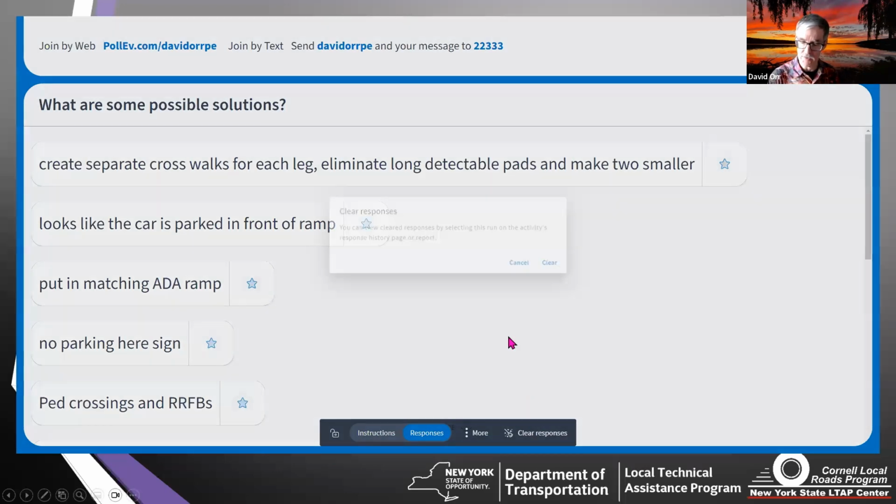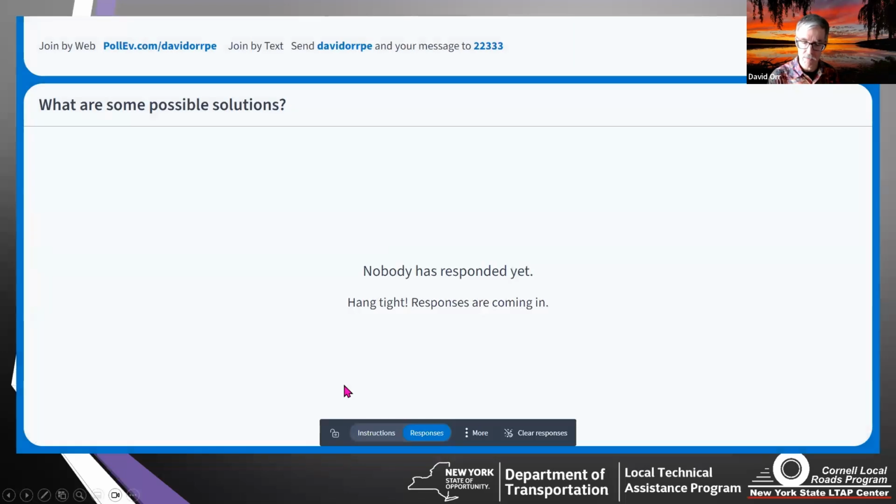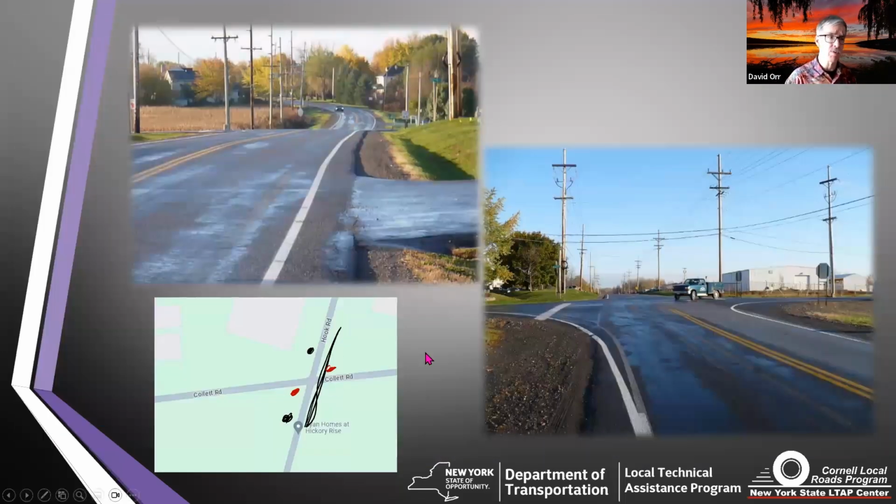I'll clear the responses and see what you guys come up with for some solutions. What do you think is going on here and what are your solutions? I'll give you about 5-6 seconds. Start typing them in. We'll go see what you came up with.